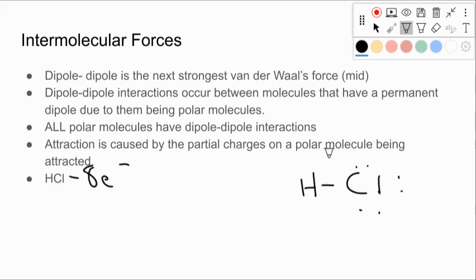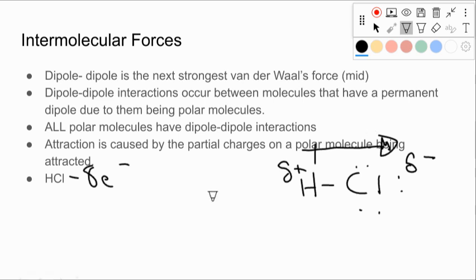These are not the same elements, so we have to look and decide if their electronegativity difference is very large, and it is between hydrogen and chlorine. Chlorine is more electronegative, so there would be a dipole moment pulling this way, which makes it a polar molecule. When this happens, chlorine takes on that partial negative because the electrons get closer to it, and hydrogen takes on the partial positive.